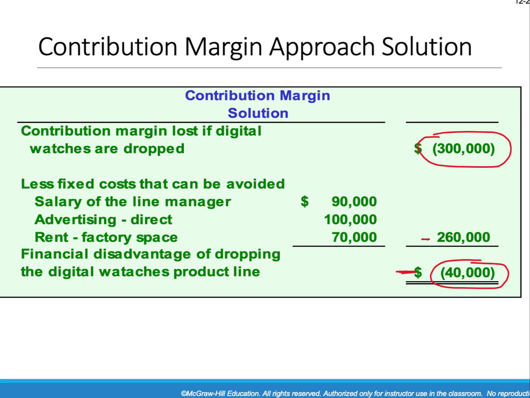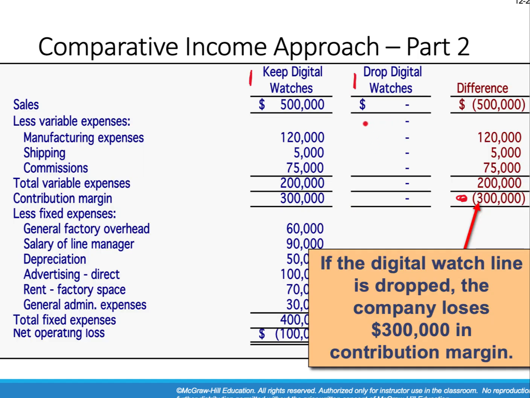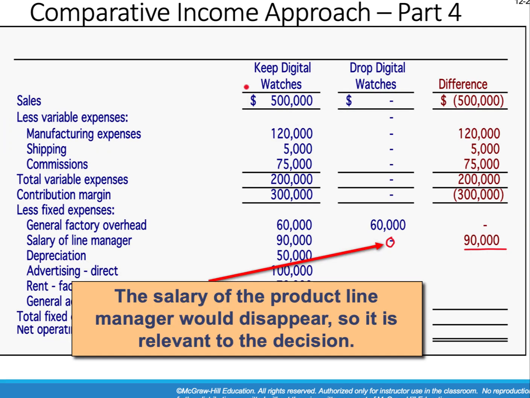The next approach we have is that total cost approach, or that with the comparative income statement. Again, a lot more work to do here. So get comfortable being able to recognize the relevant and irrelevant costs and benefits, looking at the differential revenue and the differential costs.